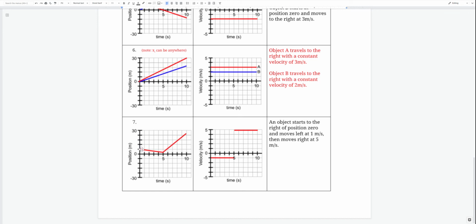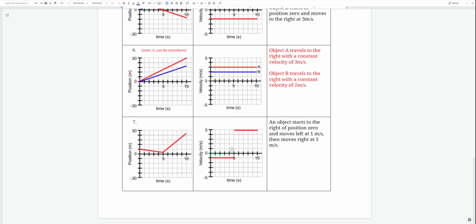So it moves left at 1 meter per second, so draw a line with a slope of negative 1 for the first 5 seconds, again remembering our scale. Then it travels right at positive 5 meters per second for 5 seconds, so then just draw a line with a slope of positive 5, again remembering our scale, so it should end 25 meters above where it started.